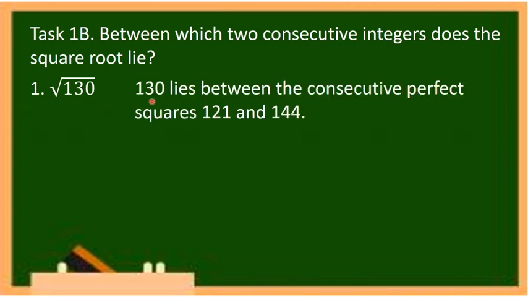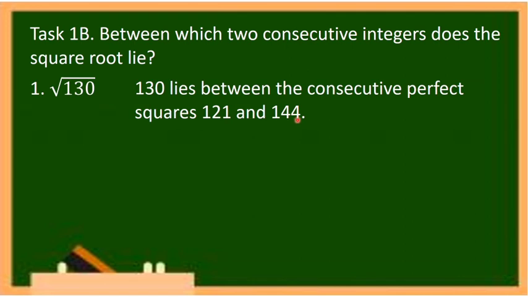So 130 lies between the consecutive perfect squares 121 and 144. Take note that we call these perfect squares because when a number is multiplied to itself, the product is a perfect square. So we have 121 because this is simply 11. When you multiply 11 to itself, 11 times 11, it will give a product of 121.